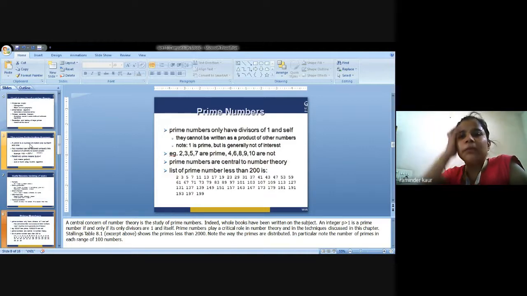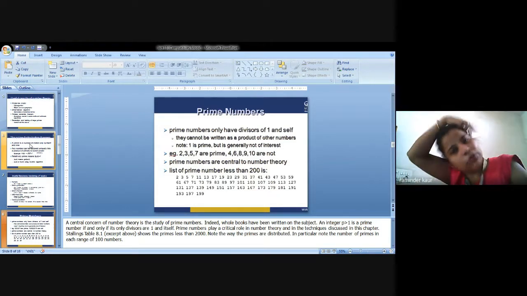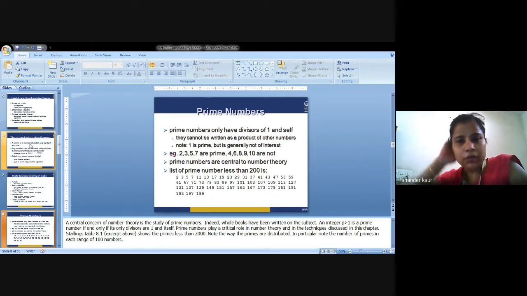So prime numbers are central to number theory. The list of prime numbers less than 200 is given below. Just have a look. 2, 3, 5, 7, 11, 13, 17 is not having any division. I can't multiply 17 with any other table. 19, 23, 31, 37, 41, 43, 47, 53, 59, 61, 67, 71, 73, 79.